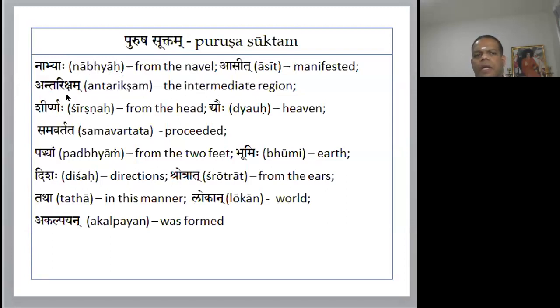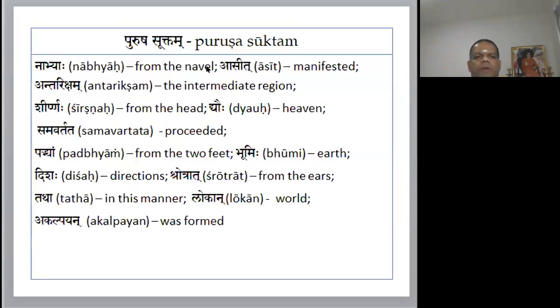Antariksham. Antariksham, simple meaning is something which is between two things. An intermediate space or region is antariksha. So anything between heaven and earth, that space is called antariksha. Anything which is in between two objects is also called antariksha. So generally people would say it's the sky, it's space, it's atmosphere. Varieties of meanings are given. But antariksham simply means the middle region, the intermediate region.